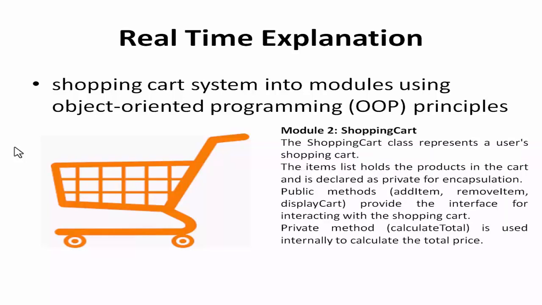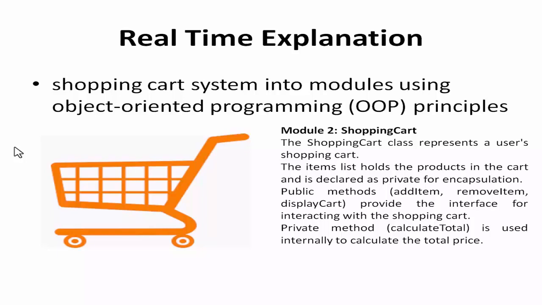Module 2. The shopping cart class represents a user's shopping cart. The items list holds the products in the cart and is declared as private for encapsulation. Public methods like add item, remove item, display cart let you add an item or remove an item, so that the final bill will be displayed in the display cart. So the necessary items which are going for billing will be displayed in the display cart, which provides the interface for interacting with the shopping cart.